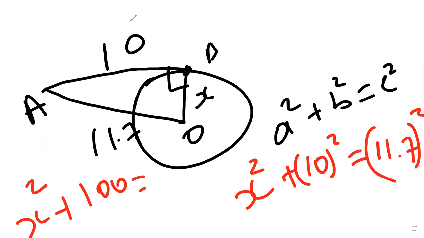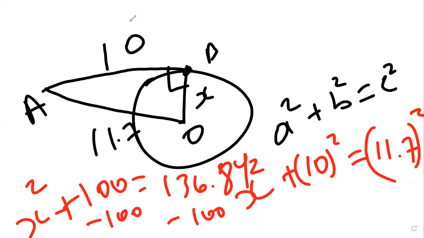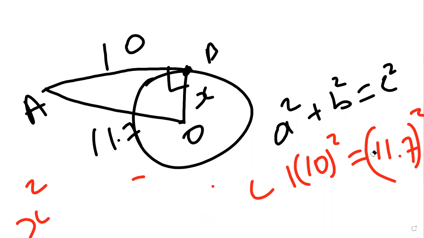What's the square of 11.7? It's going to be 136.89. What I'm going to do is subtract 100 from both sides, and I will get 136.89 minus 100. Let me get some space right here. That's 36.89, if I'm getting that right.